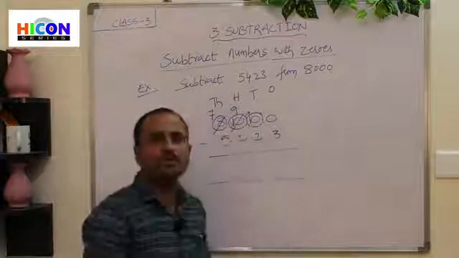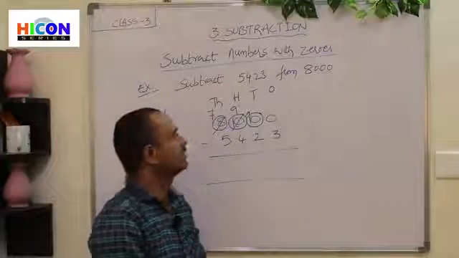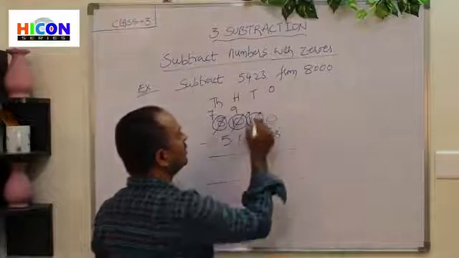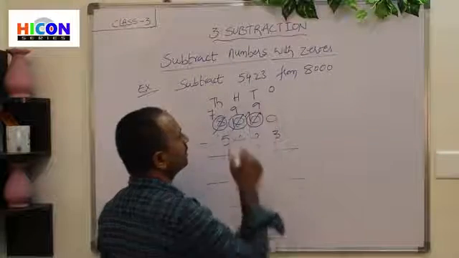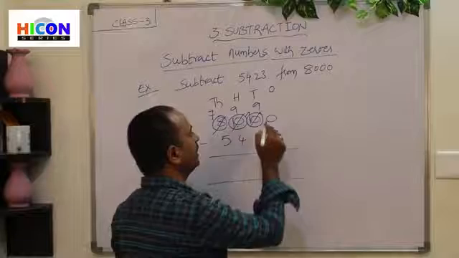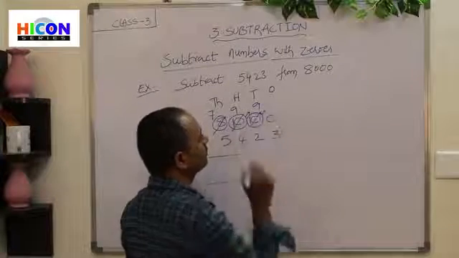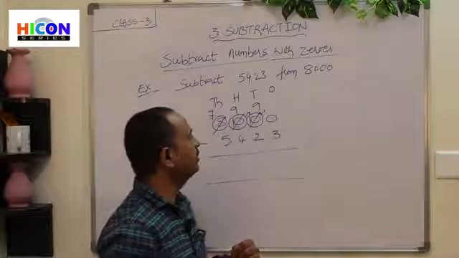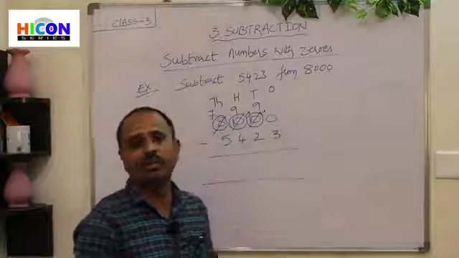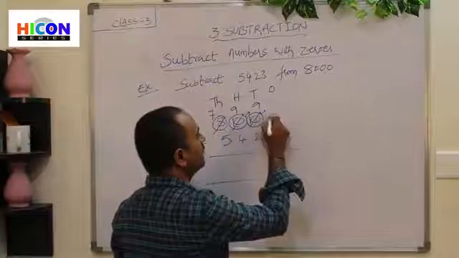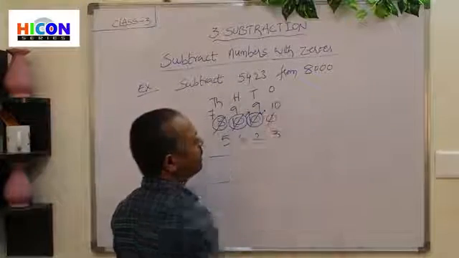So if you borrow 110 from the 10 tens, then there will be how many tens? 9 tens will be there. And carry the 110 to the ones place. So if you carry the 110 to the ones place, it will become how many ones? 10 ones. So write 10 here.